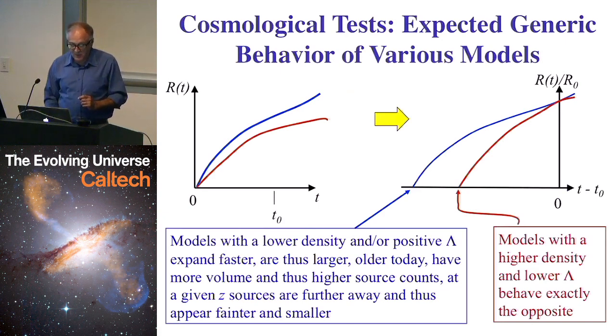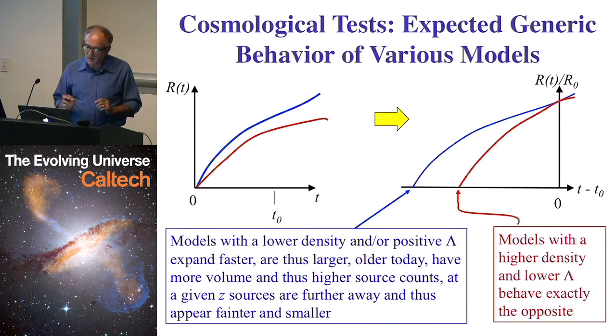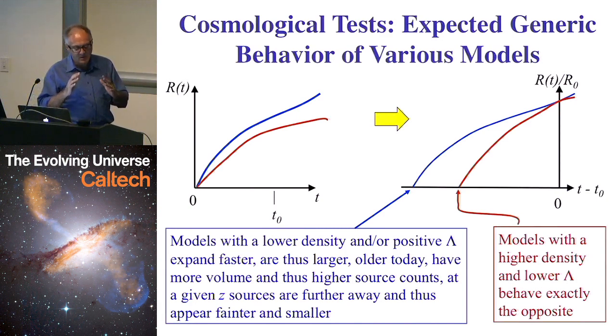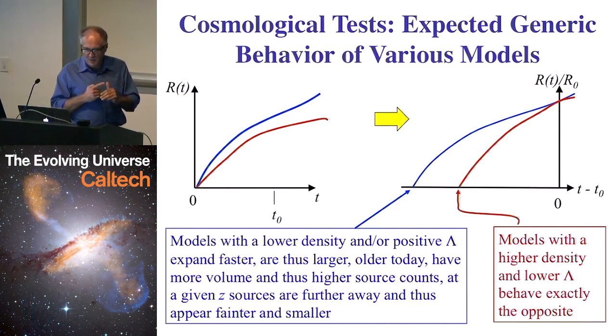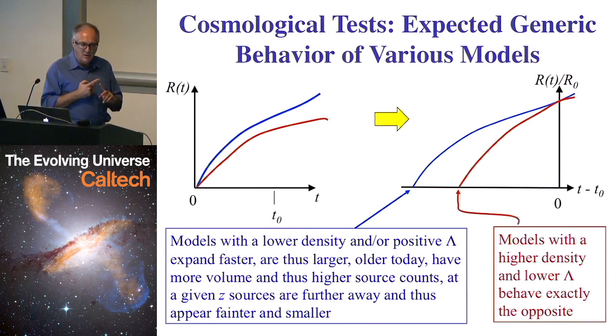The generic behavior that you expect to find is that models with more deceleration that slows down the expansion, more gravity, higher density, and/or negative cosmological constant, will be smaller at any given time, and therefore things will look brighter, they would look bigger, but the volumes will be smaller. The opposite is true for low density models or models in which a cosmological constant accelerates the expansion. Objects in those will be further away, they will look smaller, they'll look dimmer, but there'll be a larger volume.